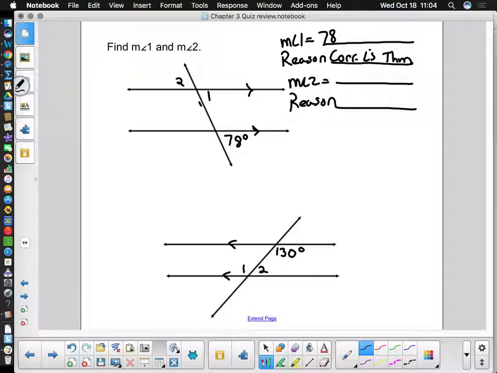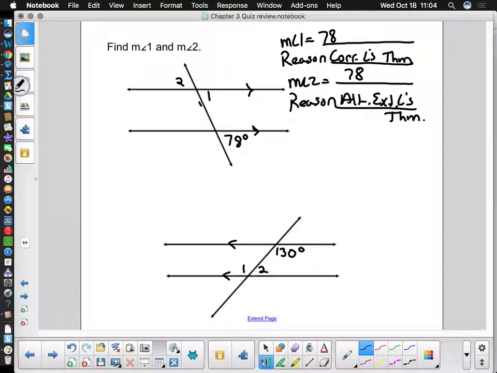How about measure of angle 2? Well, first it's a measure, 78. Alternate exterior, and that'd be alternate exterior angles theorem. And again, you can see how I abbreviate and use the angle symbol for the word angle. Little shortcuts. Helps you fit in big words in small places.